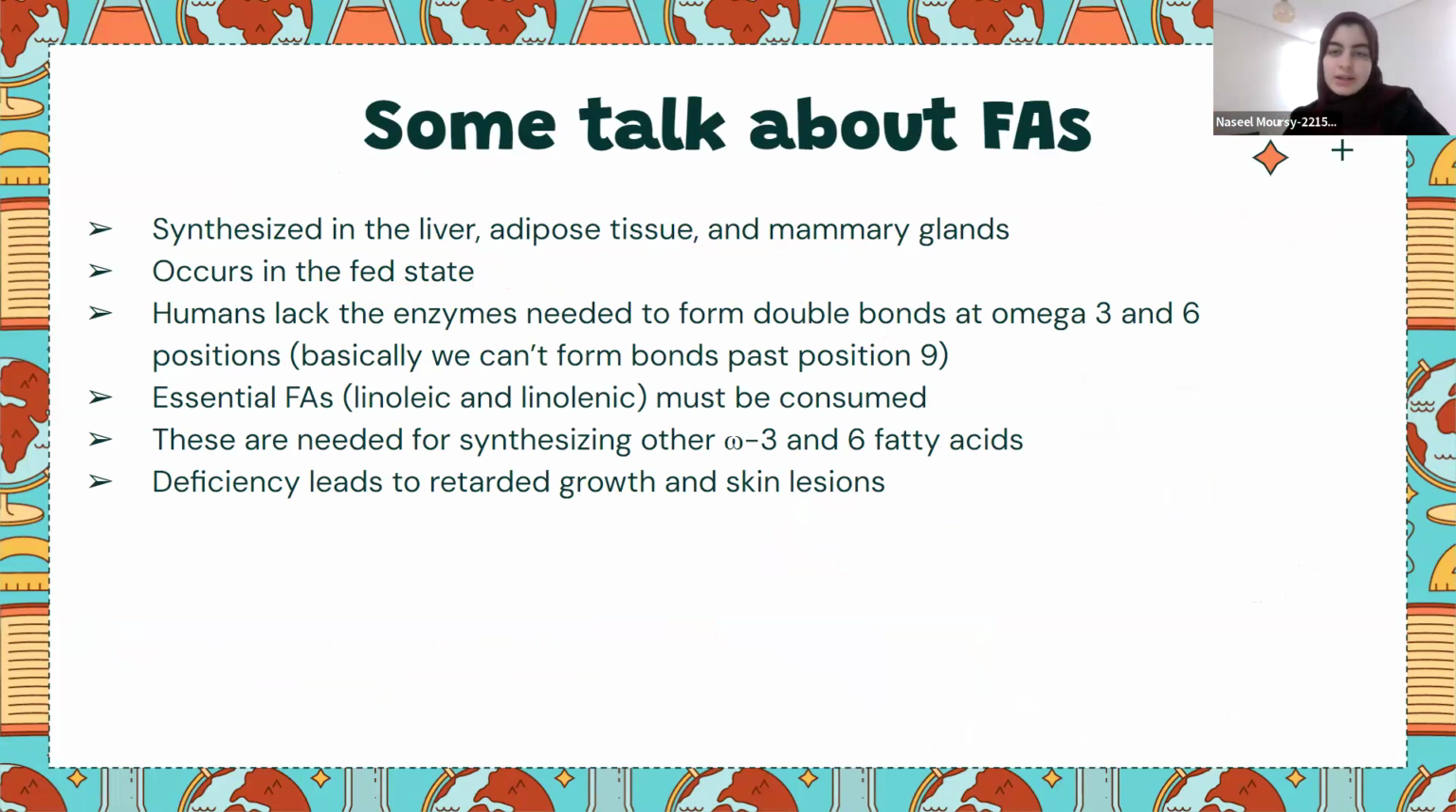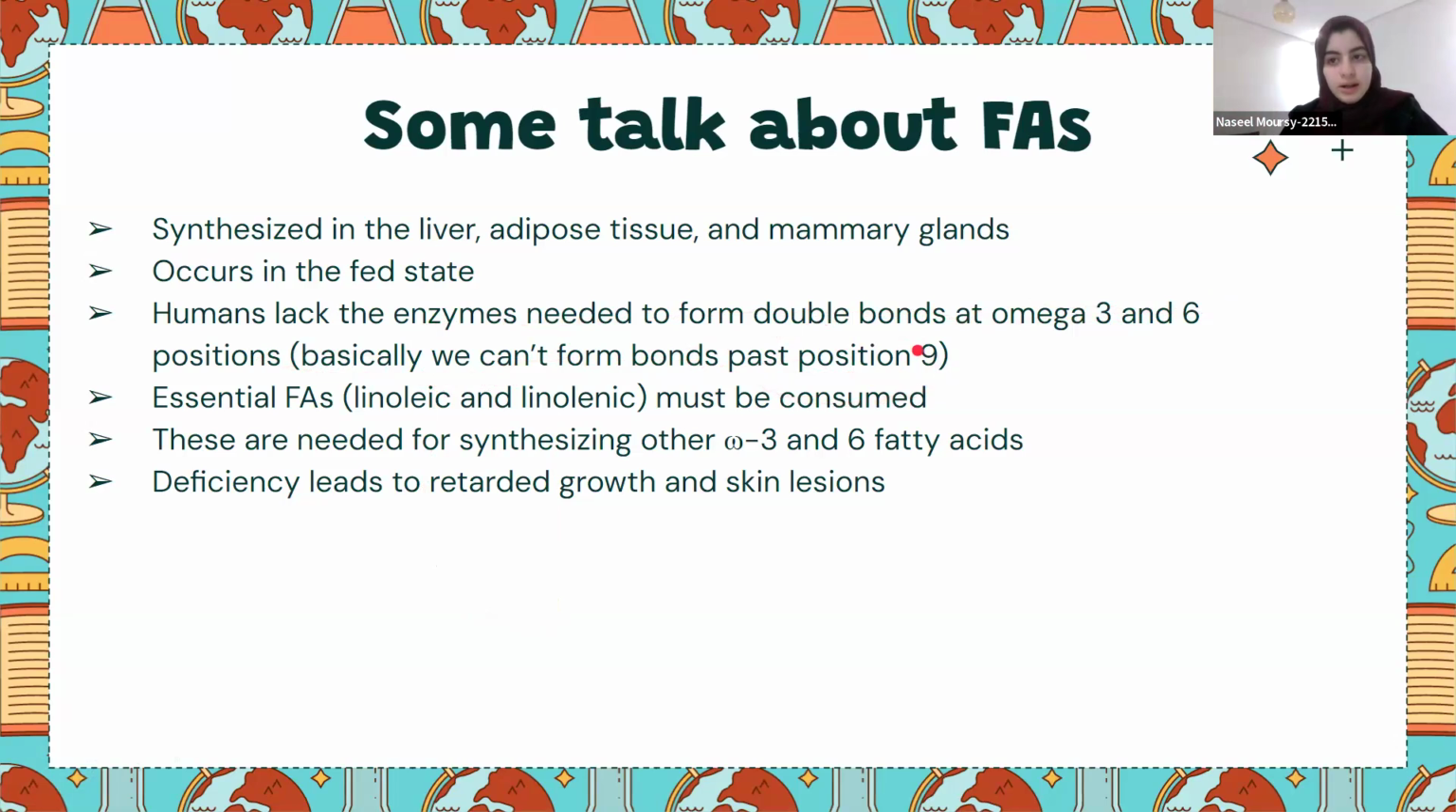Because we know that when we eat, glucose goes through glycolysis, then the TCA cycle, and then the electron transport chain and oxidative phosphorylation, all that to produce energy. However, if we've eaten way too much, we do not need to produce more energy anymore, so we resort to storing this energy as fat. Now, we lack the enzyme needed to form double bonds at omega-3 and 6, like we've explained. So basically we cannot form bonds past position 9.